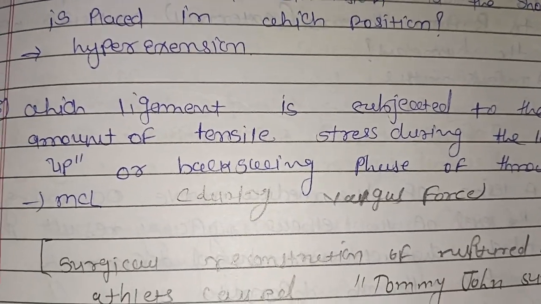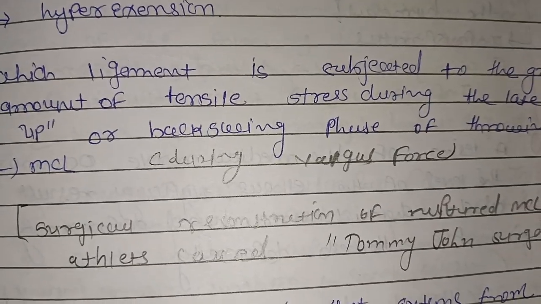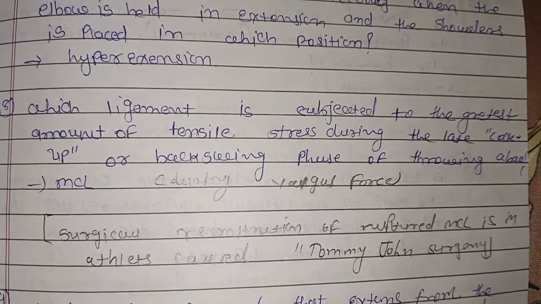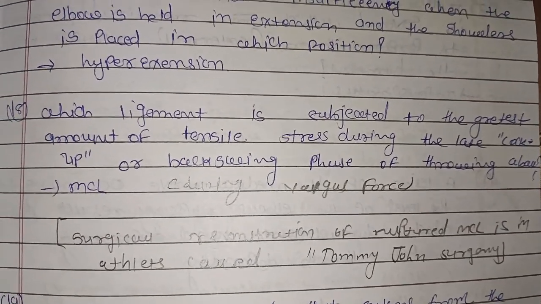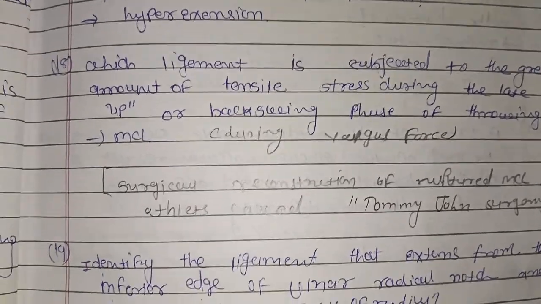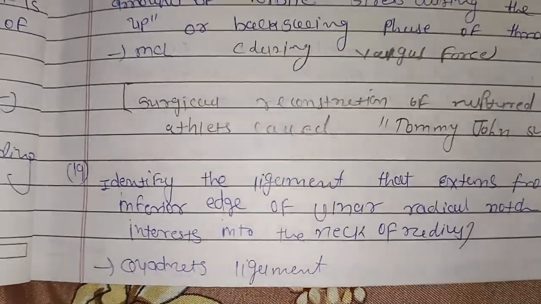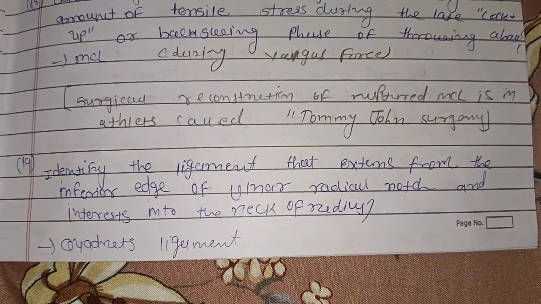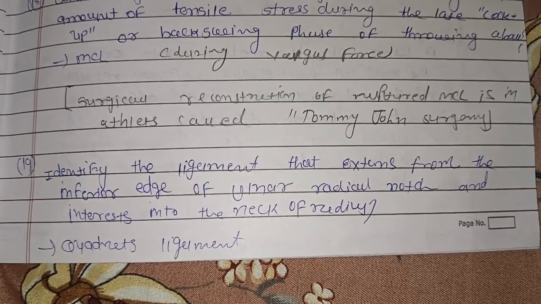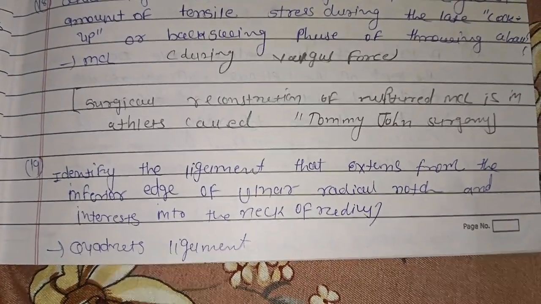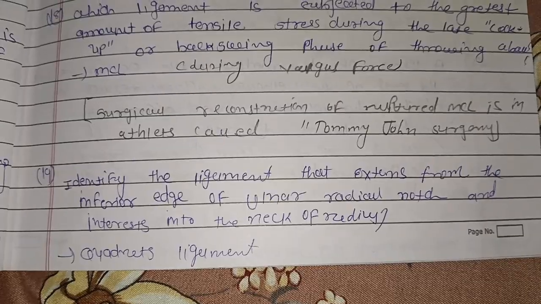Valgus force. Surgical reconstruction of the rupture of the MCL, the athlete undergoes Tommy John surgery. Identify the ligament that extends from the inferior edge of the ulnar radial notch and inserts into the neck of the radius. Quadrate ligament.